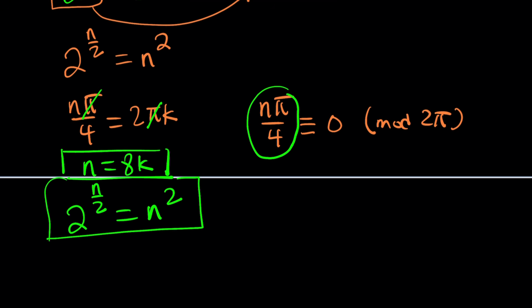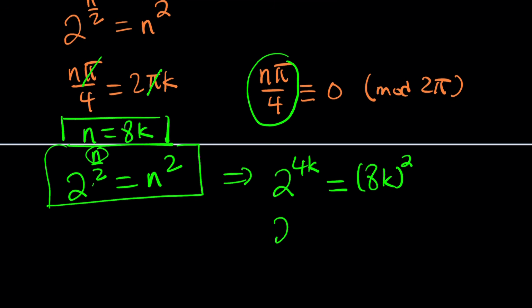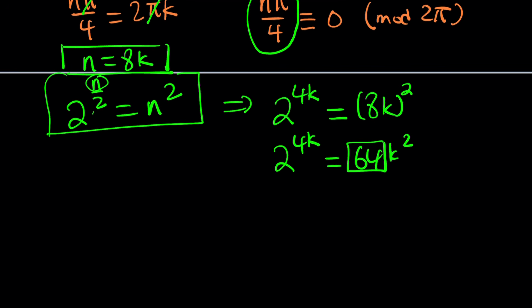Maybe, right? Since n is a multiple of 8, we can replace it with 8k. So this is going to look like 2 to the power 8k divided by 2, which is 4k. And on the right-hand side, you're going to get 8k quantity squared. From here, we get 2 to the power 4k equals 64k squared. And then 64 can be written as 2 to the power 6. If you divide both sides and subtract the exponents, you get something like this.